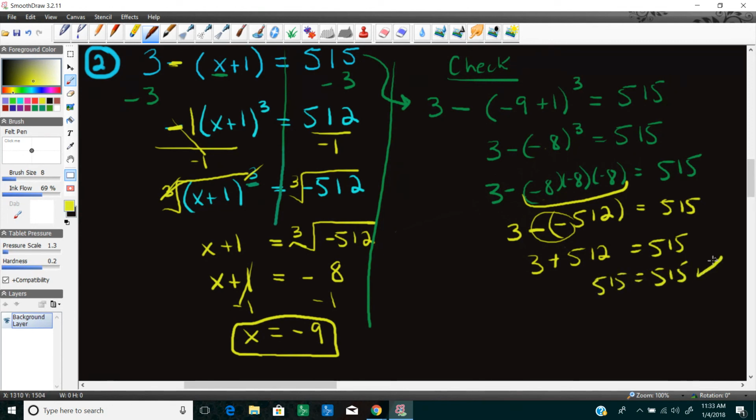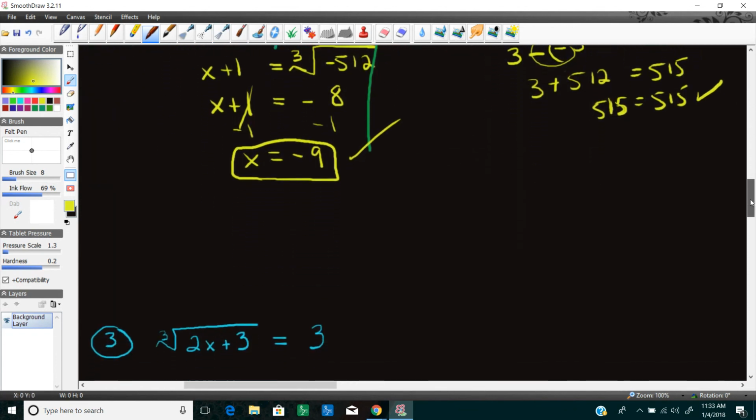And one of the reasons I really like you guys to do the check is because it does help with the arithmetic, and that's something we're not too strong in. So it is good practice. Okay, so this is correct. That means that when I plug in negative 9 here, the statement is a true statement. Okay, let's go ahead and look at the next one.